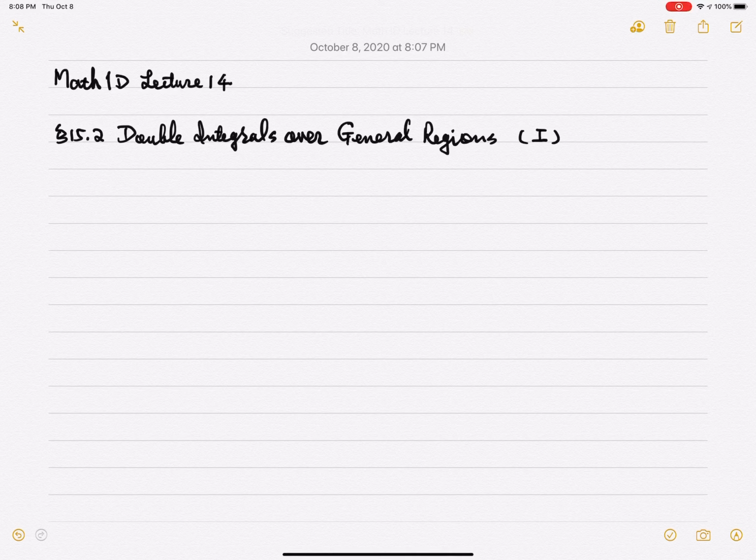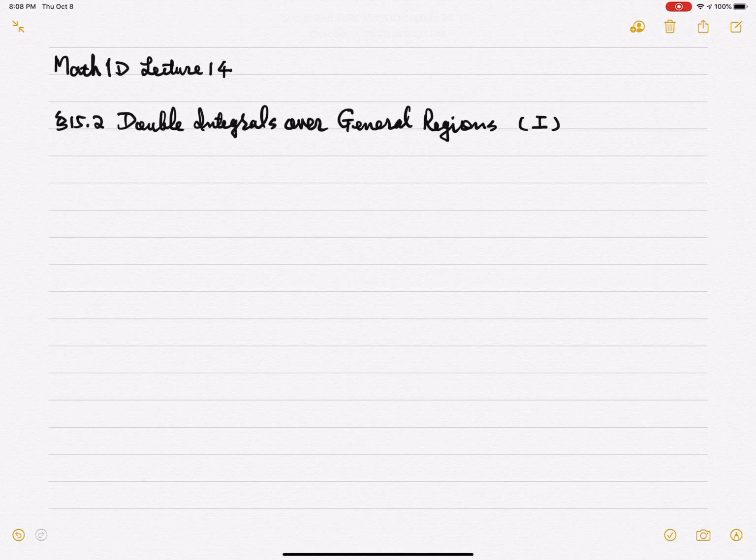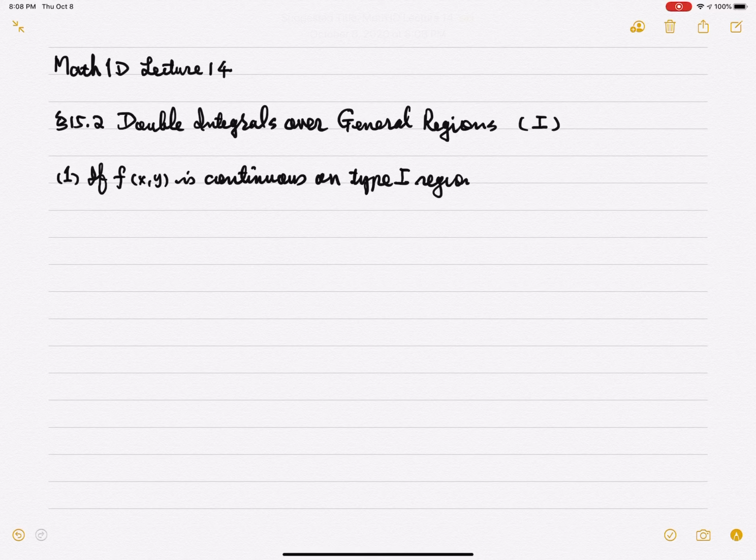And then I'm going to go directly to how we do the double integral. We're going to talk about several cases. The first case is, we say if f(x, y) is continuous on type 1 region D.